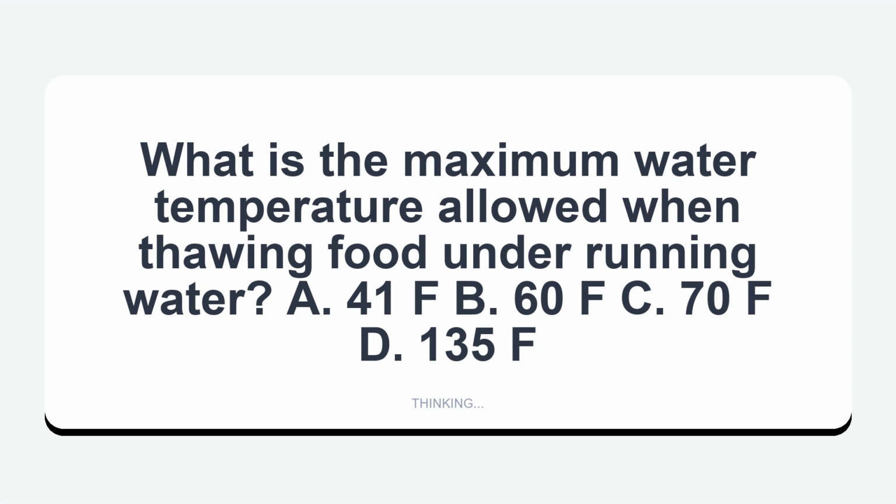What is the maximum water temperature allowed when thawing food under running water? A. 41°F. B. 60°F. C. 70°F. D. 135°F. C. 70°F.